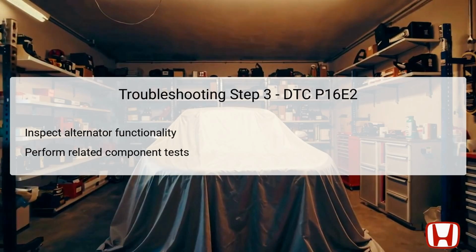The third step in addressing DTC P16E2 focuses on inspecting the alternator's functionality. Given the alternator's critical role in providing power and charging the system, a faulty component can lead to multiple issues. Use appropriate diagnostic tools to evaluate its operational status while simultaneously testing any related components, such as the 12-volt battery sensor. Identifying faults early in the alternator or its connections can save time and effort later in the troubleshooting process. If these inspections yield positive results, further analysis of the related components, including the PCM or the LIN circuit, is necessary.